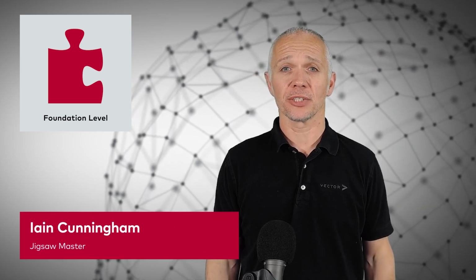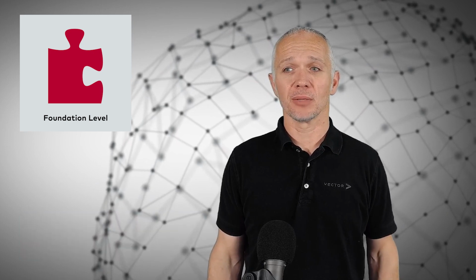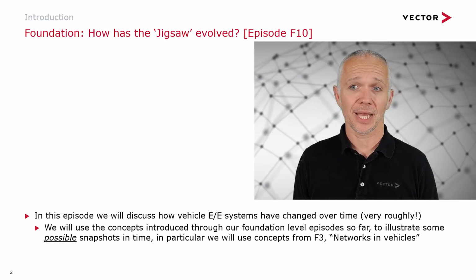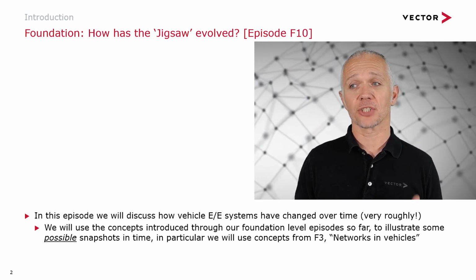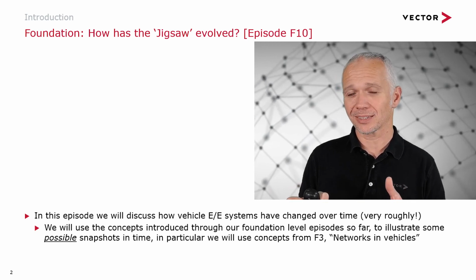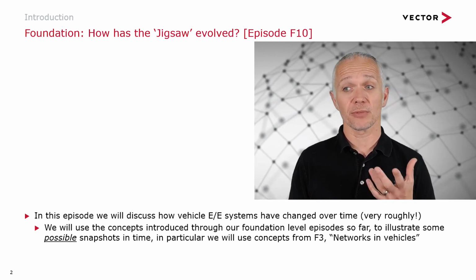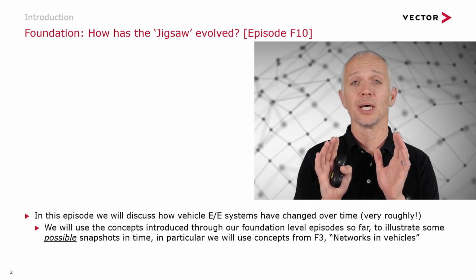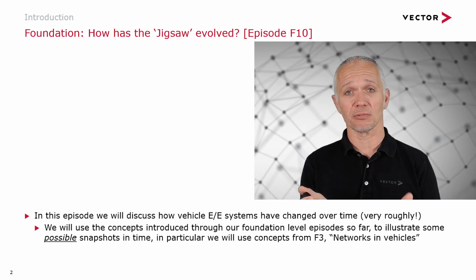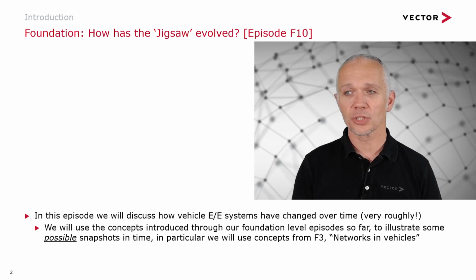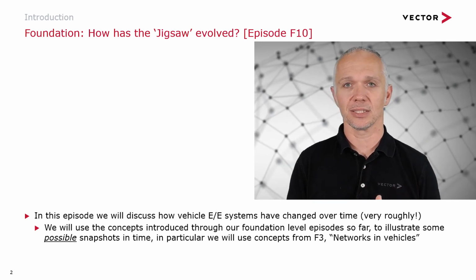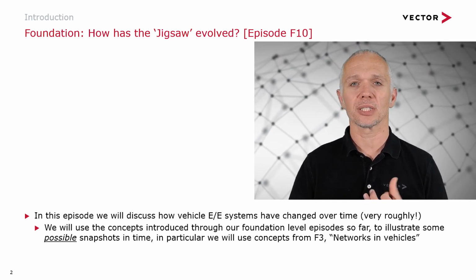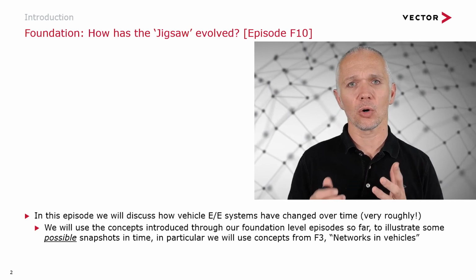Welcome to this episode of Engineering the Jigsaw, foundation level episode number 10, How has the Jigsaw evolved? In this episode, we're going to discuss how vehicle EE systems have changed over time, very roughly. We're going to use the concepts that we've introduced through our foundation level episodes so far to illustrate some possible snapshots in time. And in particular, we use some concepts from F3, Networks in Vehicles. Possible because we obviously can't give exact details of any particular vehicle. So we're using made up examples to try to give you an understanding of how things have altered in vehicle EE systems.